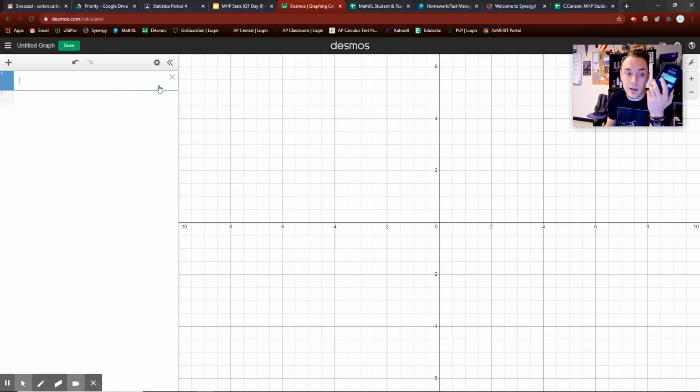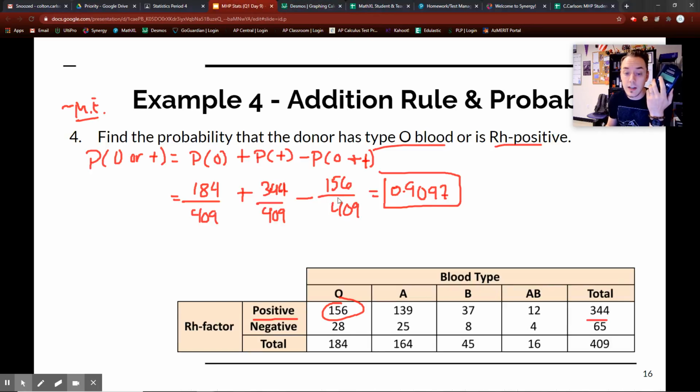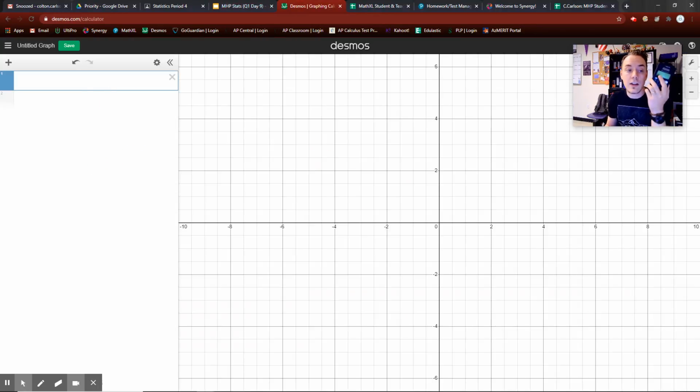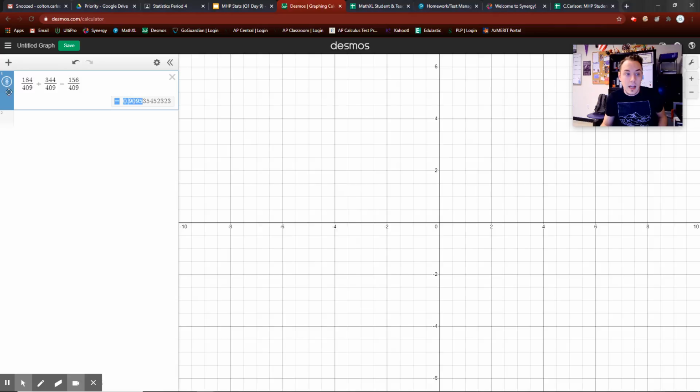So if you go to Desmos.com right now, and if you plugged in this fraction right here, you would get that decimal. Okay, so I'll actually show you it just because I want you guys to understand what Desmos is. So I'm going to plug in 184 divided by 409, and then I add that to 344 divided by 409, and then I minus this with 156 divided by, again, 409. Now notice I get the exact same decimal, and I can even turn it into a fraction if I want to. It gives you a fraction as well, and then if you want a decimal, boom.